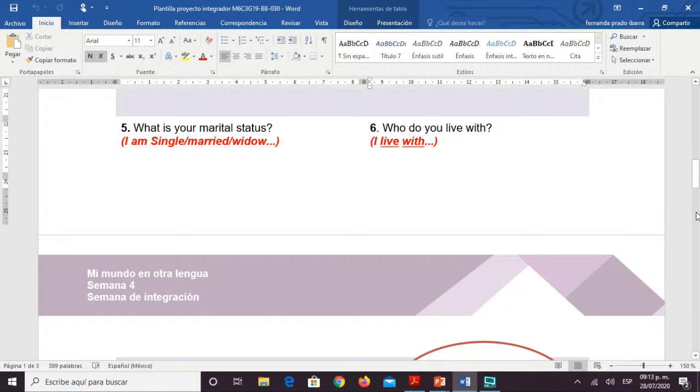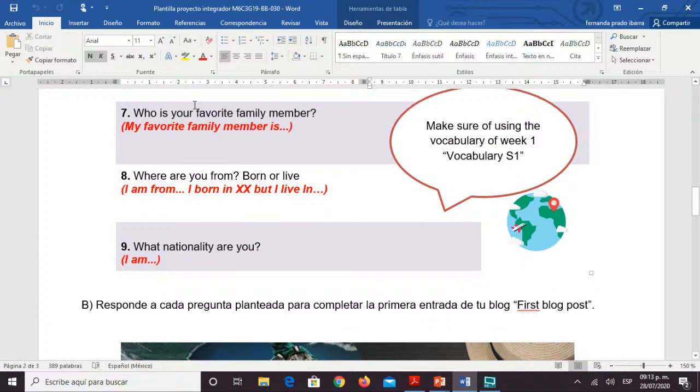Con quien vivan ustedes, o con un roomie también puede ser. Who is your favorite family member? Ya decía que no es necesario que sea alguien que vive con ustedes, sino que de su familia me digan cuál es su miembro favorito de su familia y que tendremos que también tener respuestas completas, ¿ok? My favorite family member is my mother or my son.